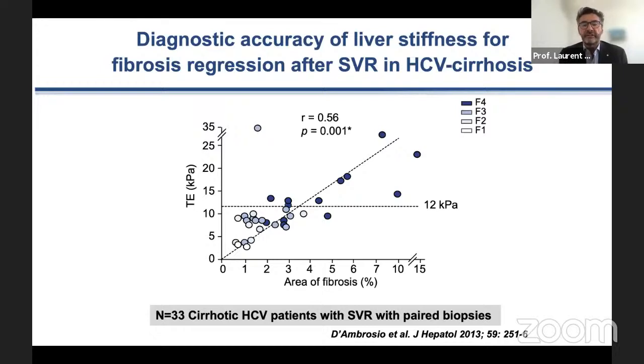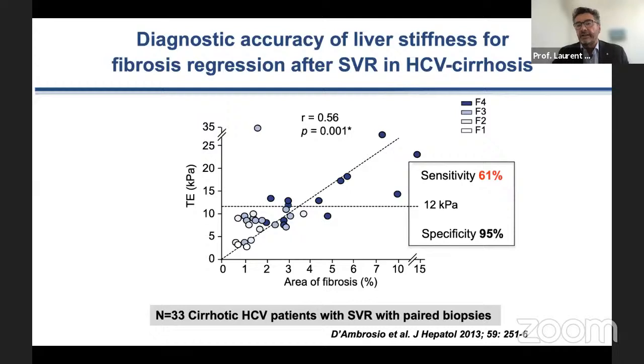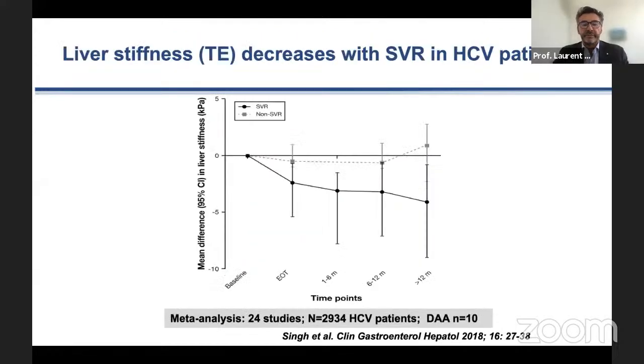But as you can see, this is a highly selected population of 33 cirrhotic HCV patients with SVR and paired liver biopsy. And you can see that once they are cured, the specificity of the usual 12 kilopascal cutoff is fine, but sensitivity is much too low for detecting cirrhosis. This is a meta-analysis in almost 3,000 HCV patients showing that liver stiffness decreased with SVR in HCV patients.